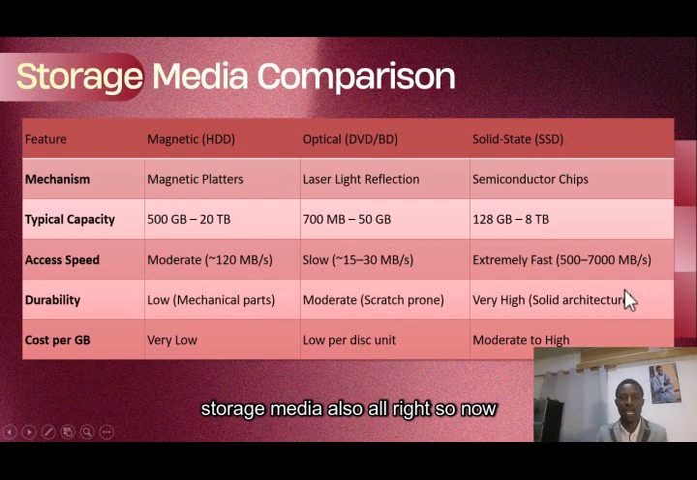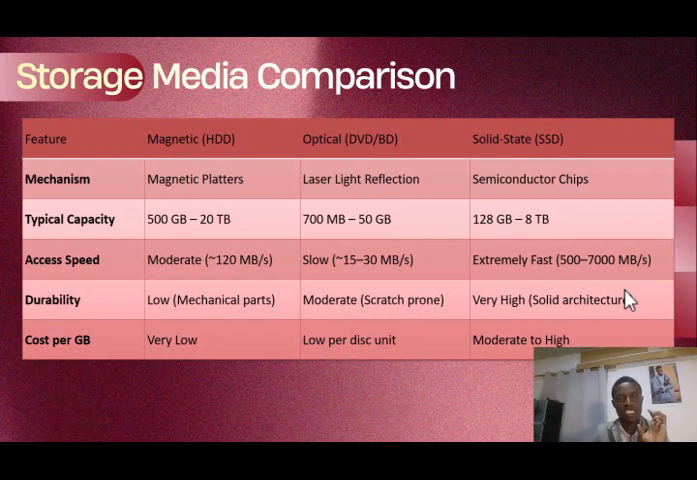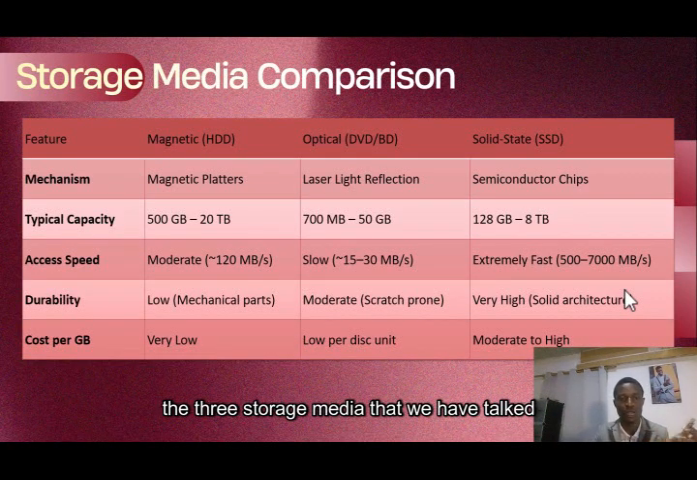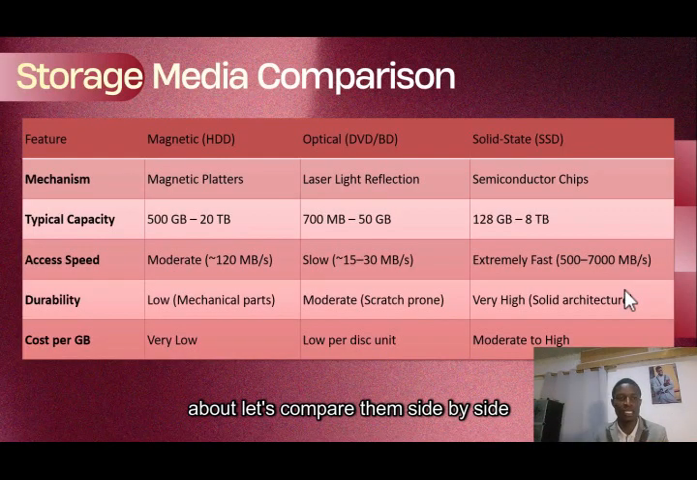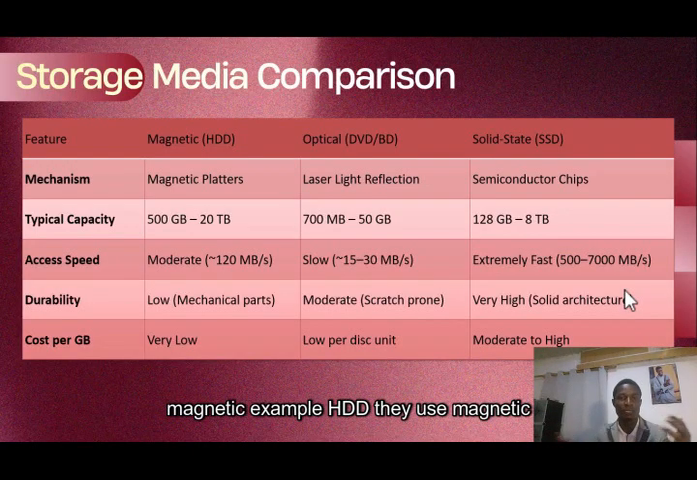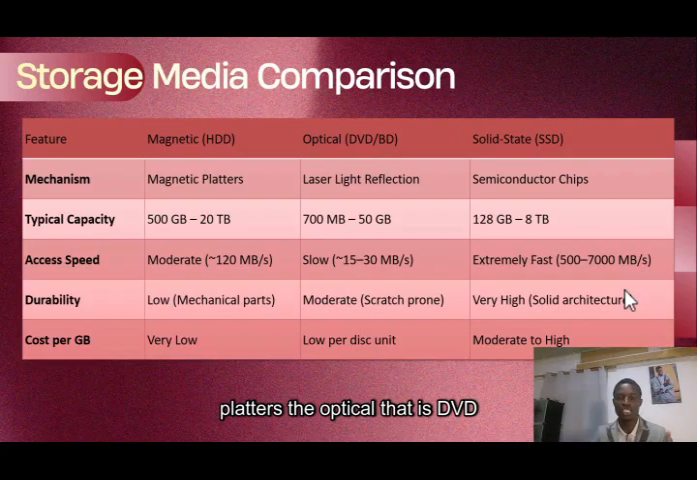All right. So now let's compare the three storage media that we have talked about. Let's compare them side by side. The first variable that we'll be comparing is what? Mechanism. So magnetic, for example HDD, uses magnetic platters. The optical, that is DVD, uses laser light reflection.